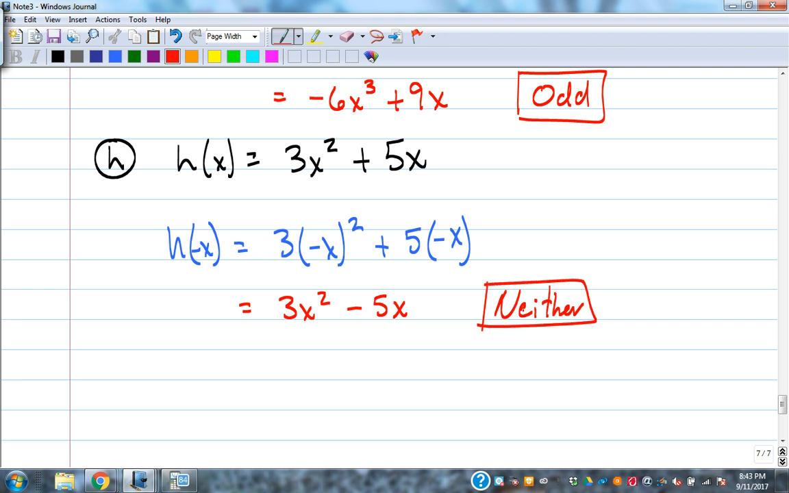Okay? Everything the same, and they're all even, it's an even function. Everything odd exponents, it's an odd function. If you got a mixed barrel of the things, it's a neither.